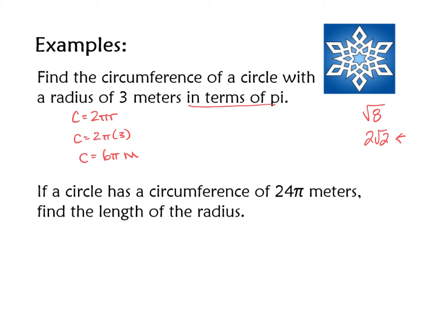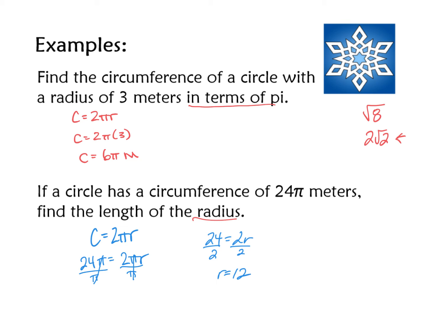The next one says, if a circle has a circumference of 24 pi meters, find the length of the radius. Okay, so again, I'm looking at radius. So we have circumference equals 2 pi r. This time I'm going to be working backwards. I know my circumference is 24 pi, so I'm going to plug that in for circumference. Now, this is another good reason to leave pi in my answer, because I can divide both sides by pi, and that's just really a unit of 1. So what I'm left with is 24 is equal to 2 radii. So divide both sides by 2, and we get our radius is equal to 12.